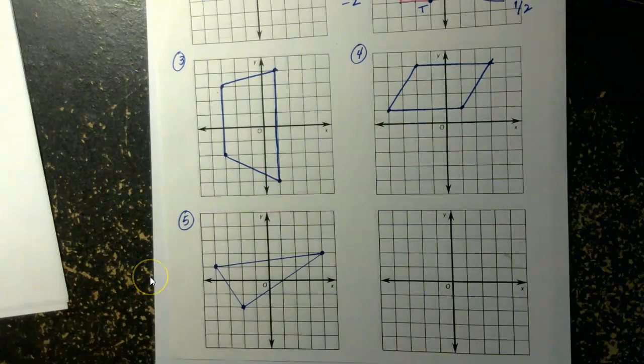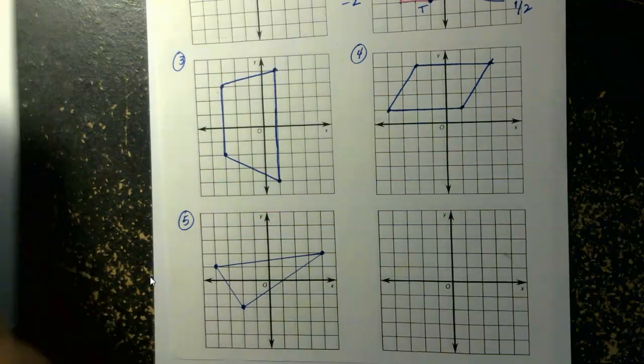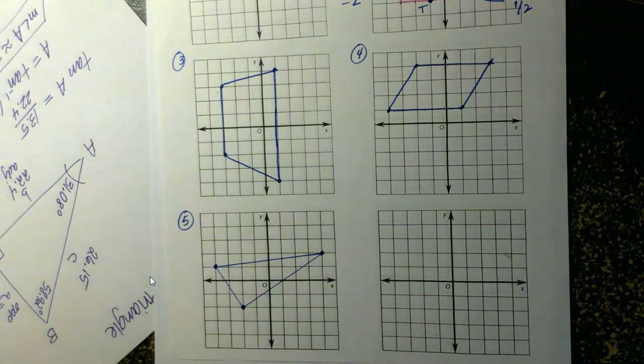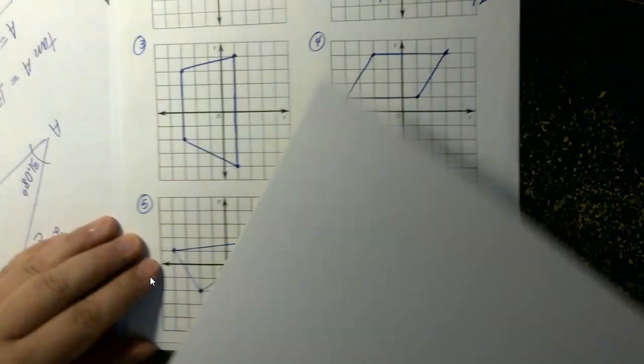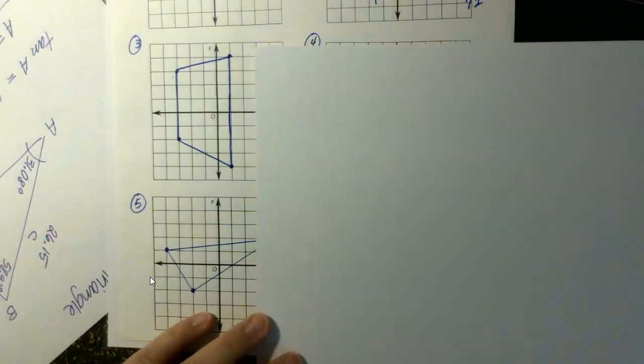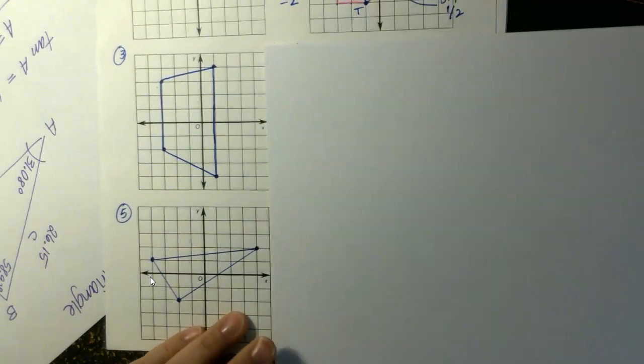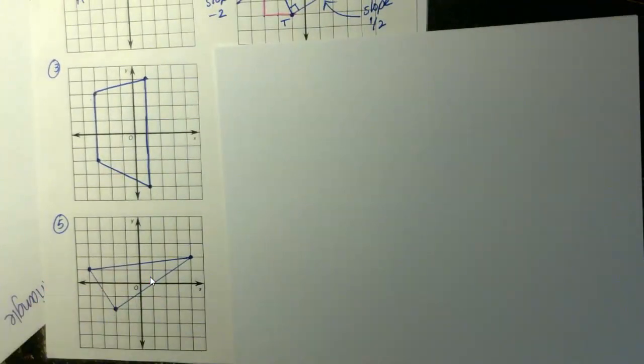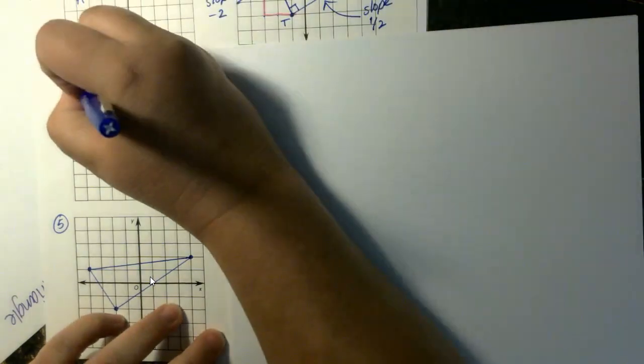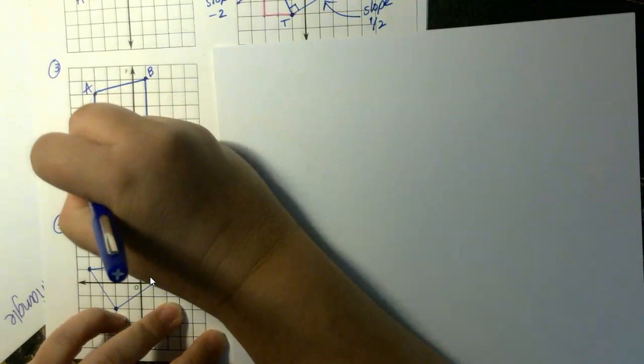And we're going to jump right in with number 3. Now, it looks to me like that's a trapezoid, all right? But I can't just go on looks alone. So I'm going to go ahead and confirm that this is a trapezoid. Let's label the vertices. I'm going to call it A, B, C, D.